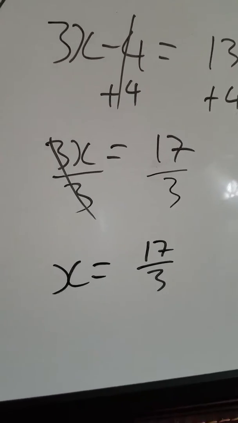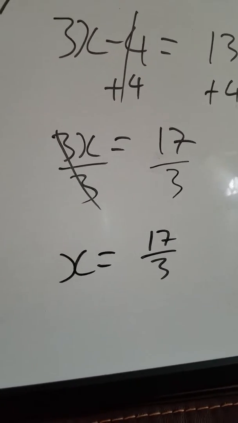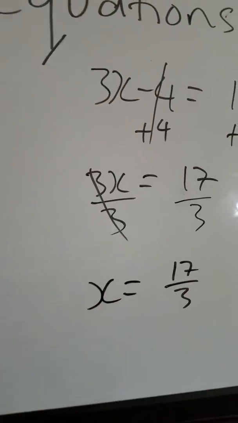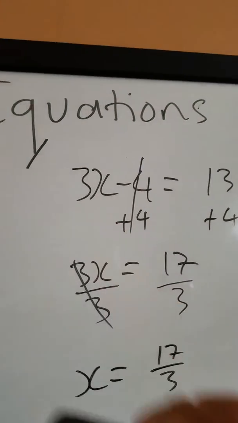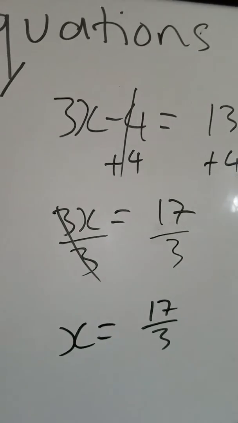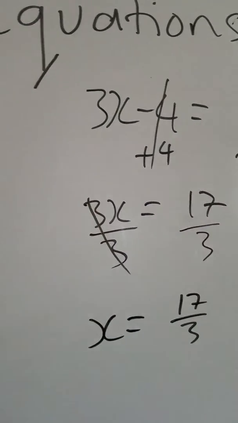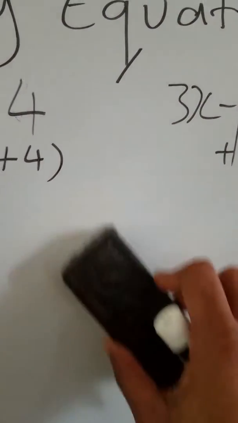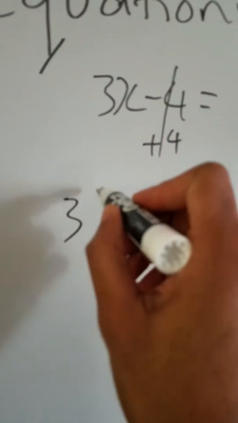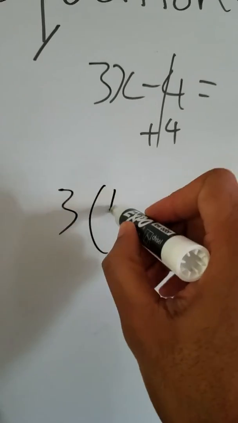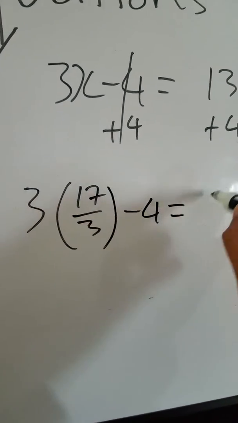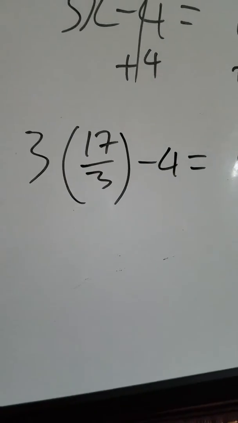Of course, a quick check always helps to see if you did the problem correctly. If you plug 17 over 3 in the place of x in the original equation, then it should work. Let's try that real quick. If I was to say 3 times x, but I know that x is 17 over 3, minus 4 should give me 13. Let's see if that works.